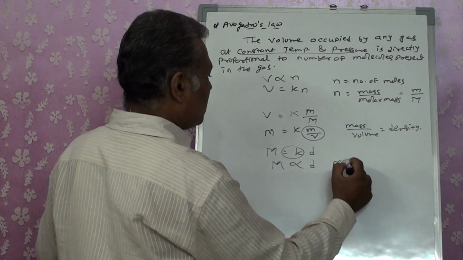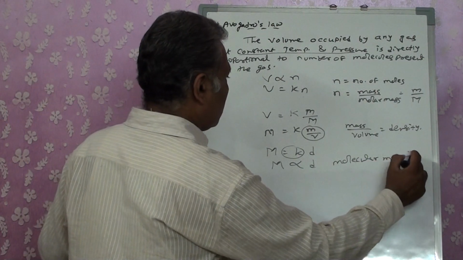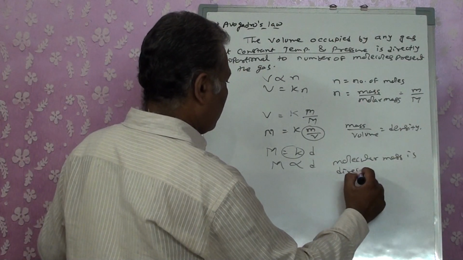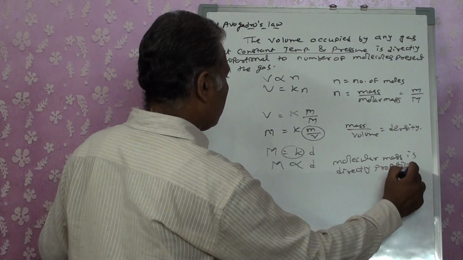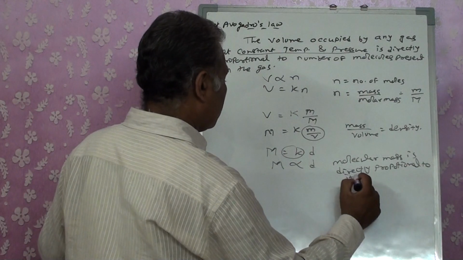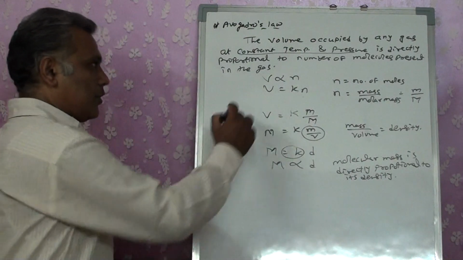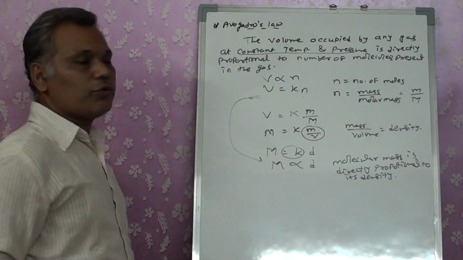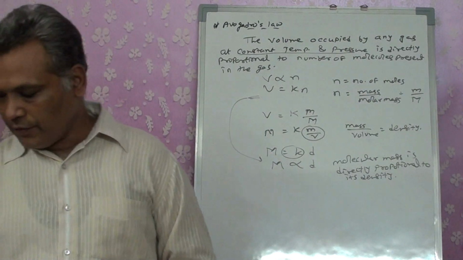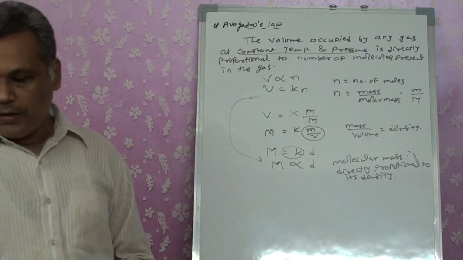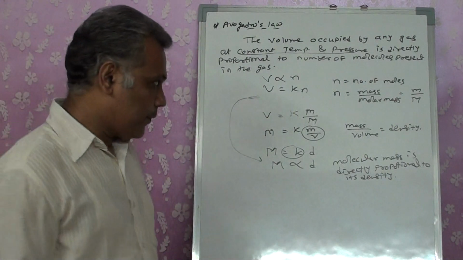So can we write it as molecular mass is directly proportional to its density. The same equation shows us the relation between the molecular mass and the density of the given compound, right? So molecular mass is directly proportional to the density, right?